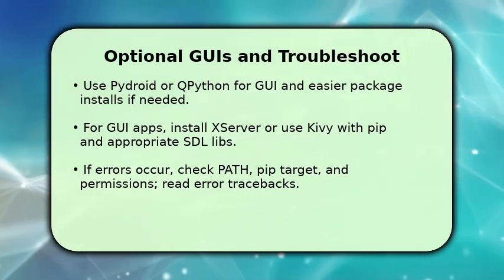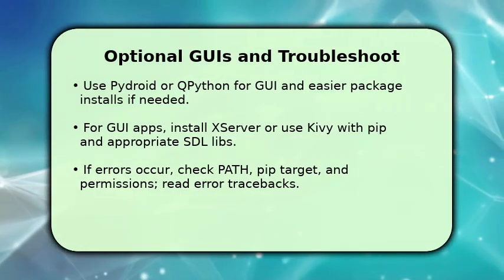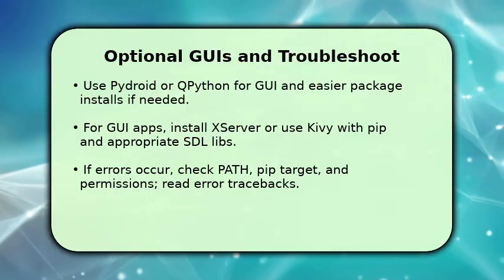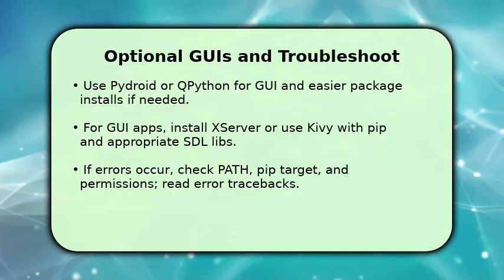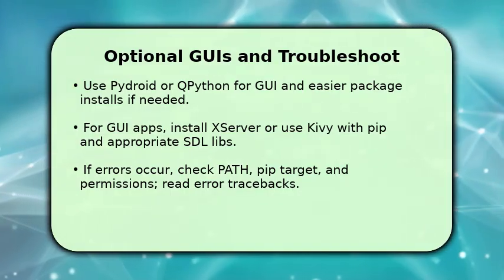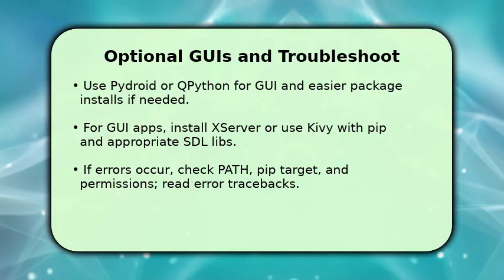If things go wrong, check common issues. Verify the path and which Python, inspect the pip target directory, and ensure file permissions. Read the traceback. Once you identify the failing import or missing library, reinstall or adjust.